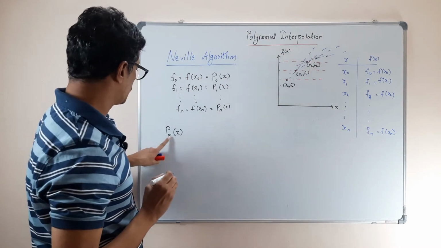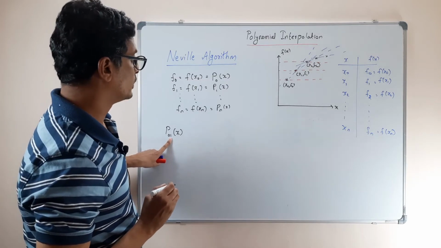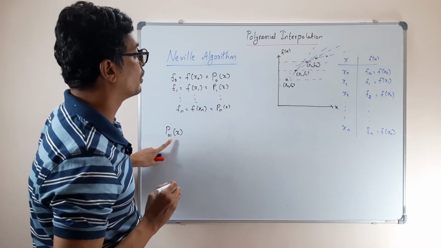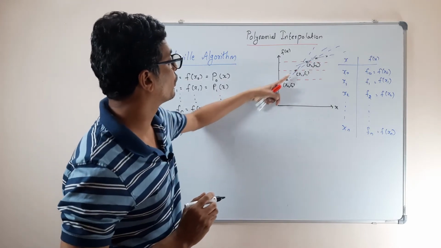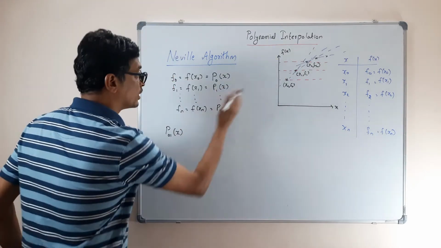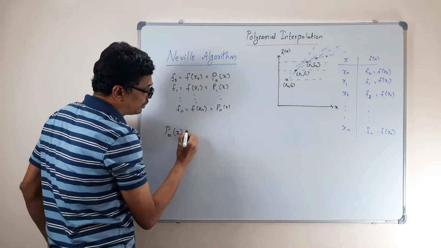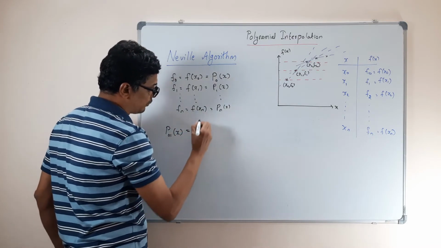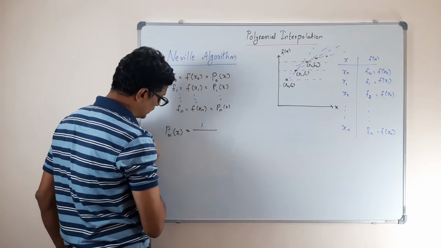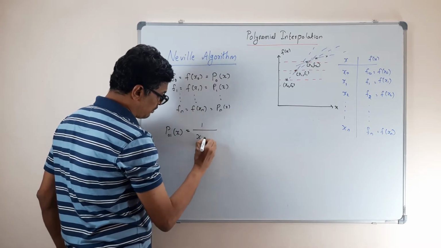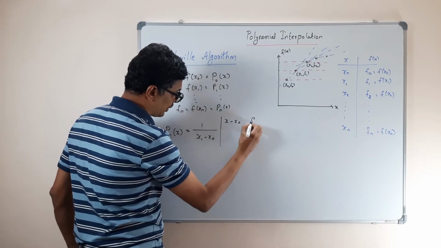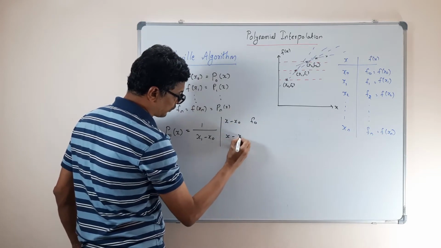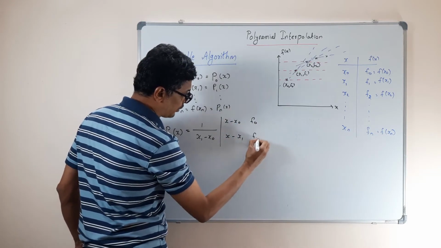So this is a degree 1 polynomial passing through the points x0, f0 and x1, f1. So this will be nothing but a straight line. Let me write down the equation of a straight line in determinant form. That will be 1 over x1 minus x0, into the determinant with rows x minus x0, f0 and x minus x1, f1.